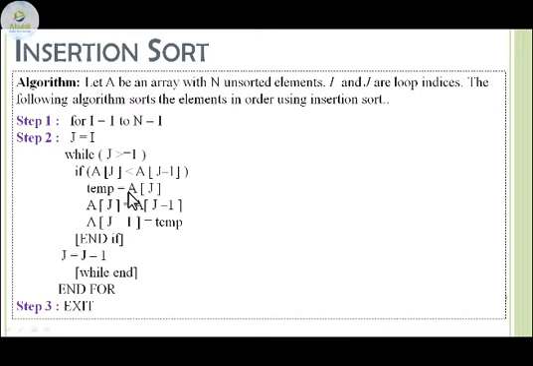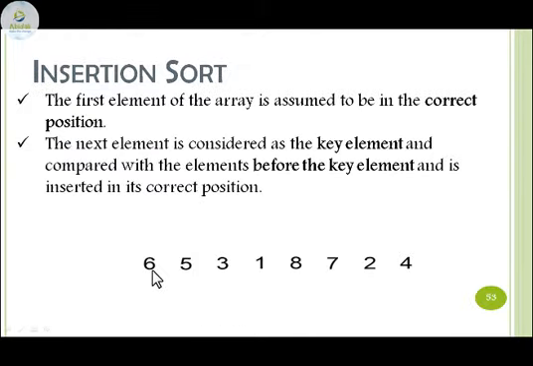So temp is equal to a of j, a temporary variable. If the element on the right hand side becomes less than the left hand side value, that is, if the element in the unsorted part becomes lesser than the sorted part, the shifting has to be done. Going back, you have seen 6 will be considered as the sorted part, 5 will be taken as the key element, it will be compared with the sorted part, then shifting has to be done after comparison.